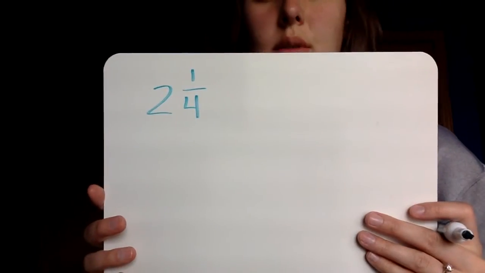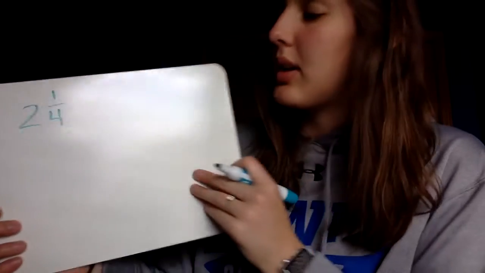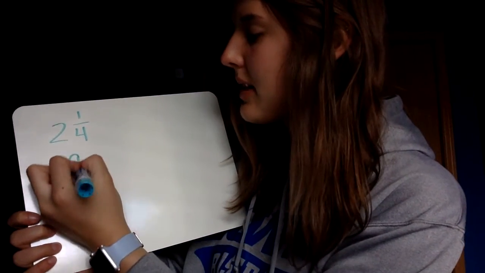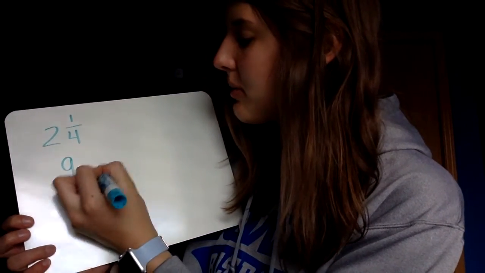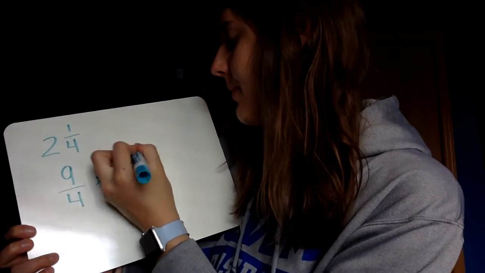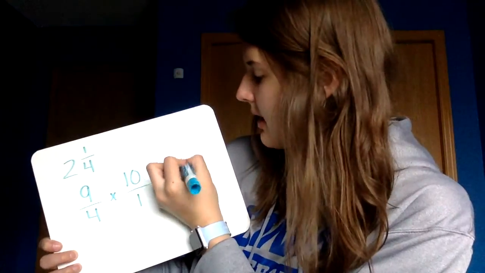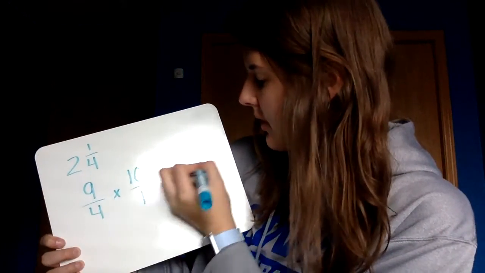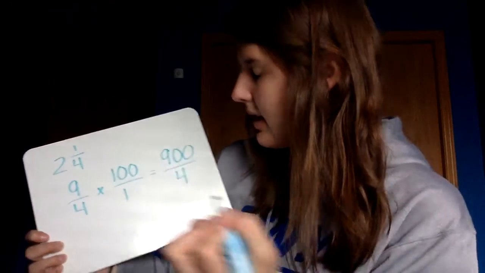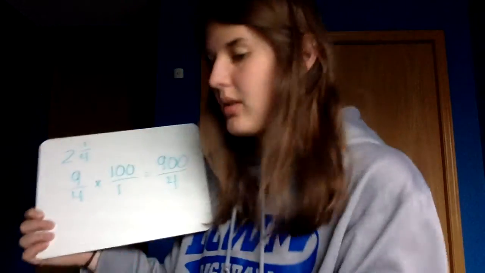Another way that we can do this is we can change it to an improper fraction. So 2 times 4 is 8, plus 1 is 9. So it would now become 9/4. And we'll just multiply it by 100. So 9 times 100 is 900. 4 times 1 is 4. Now we are going to divide this out. So 900 divided by 4.